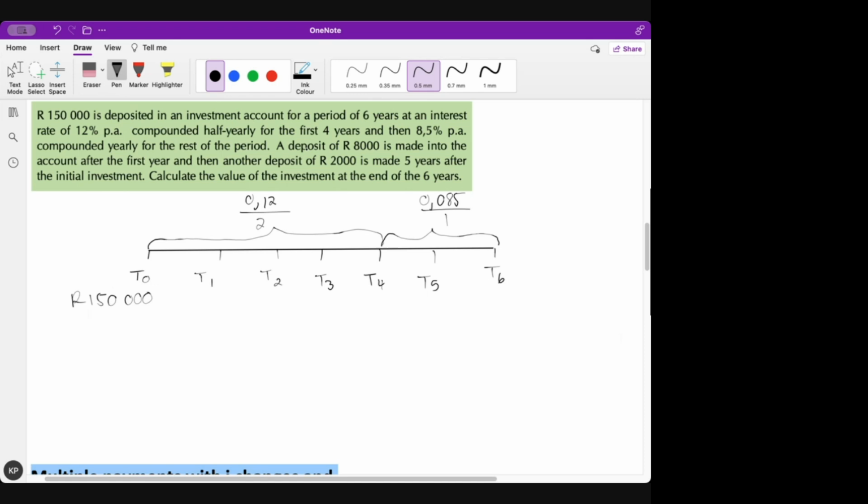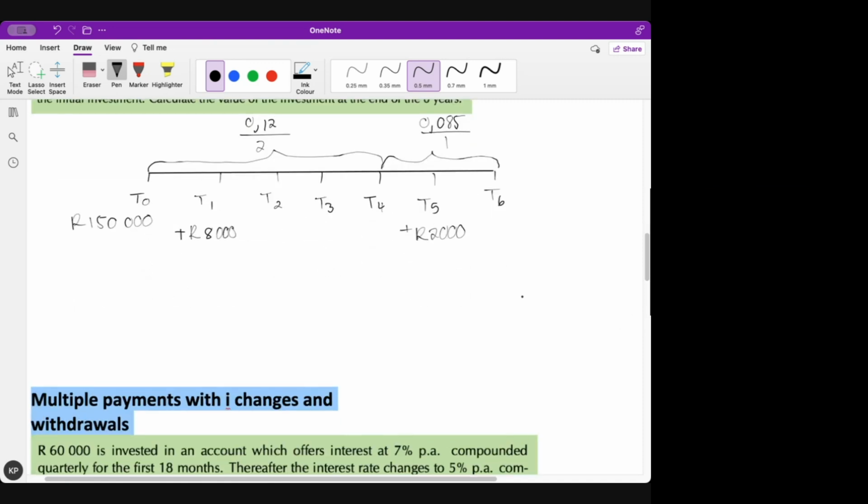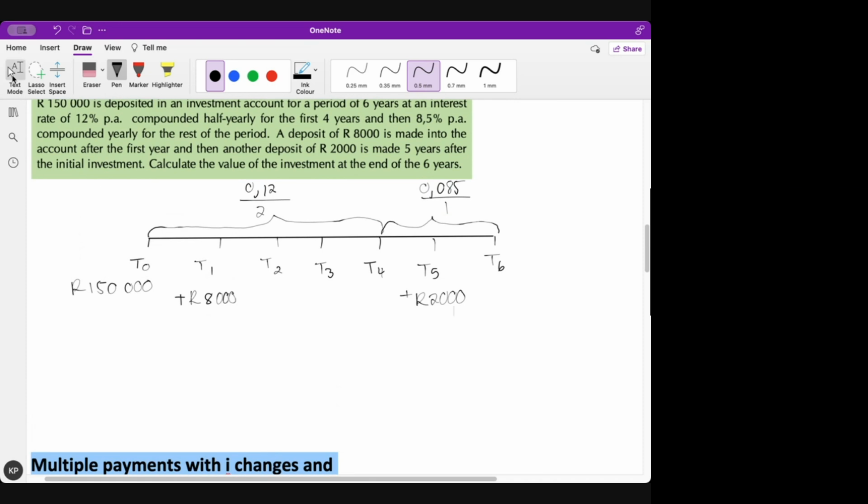And then they say a deposit of 8,000 Rand is made into the account after the first year. So at T1, once the first year has passed, this person decides to add on 8,000 Rands. And then another 2,000 Rand after 5 years of the initial investment. So here at T5, this person adds another 2,000 Rands. Then they say calculate the value of the investment at the end of the 6 years.